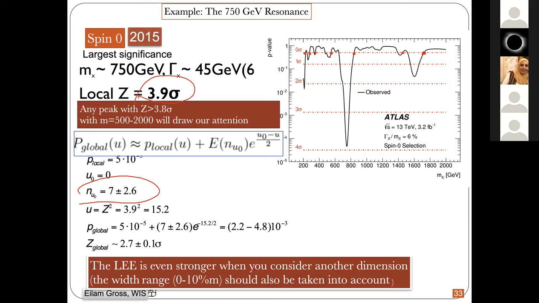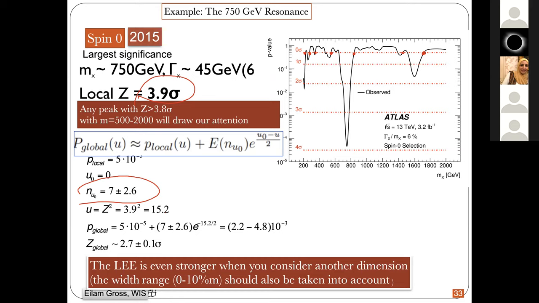So P global is P local, which is 5 × 10⁻⁵, plus the number of up crossing, 7 plus minus 2.6, times e to the minus (C minus C0) over 2. C is Z squared, 3.9 squared is 15.2. C0 is zero because the reference level was zero. So it's e to the minus 15.2 over 2. If you work this out, you'll get something between 2.2 and 4.8 times 10 to the minus 3. That's the global p-value, which translates to a global significance Z of 2.7 plus minus 0.1 sigma. So instead of 4 sigma, I get 2.7 sigma, which is not something to write home about.